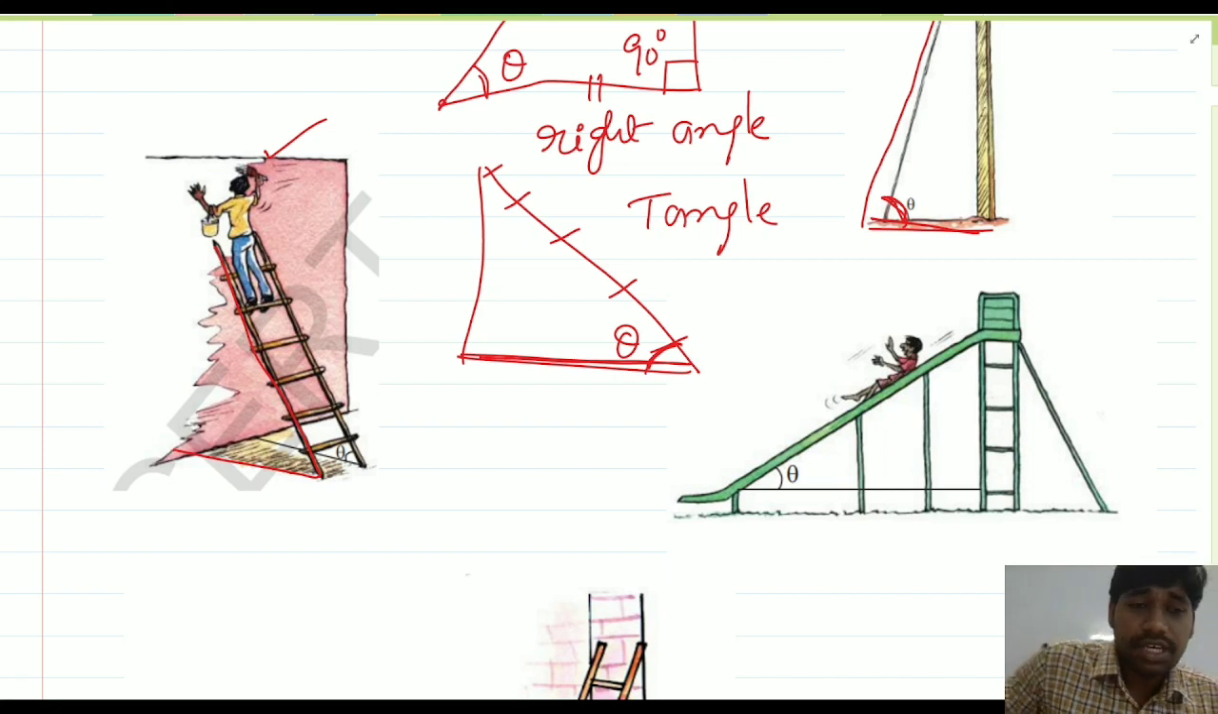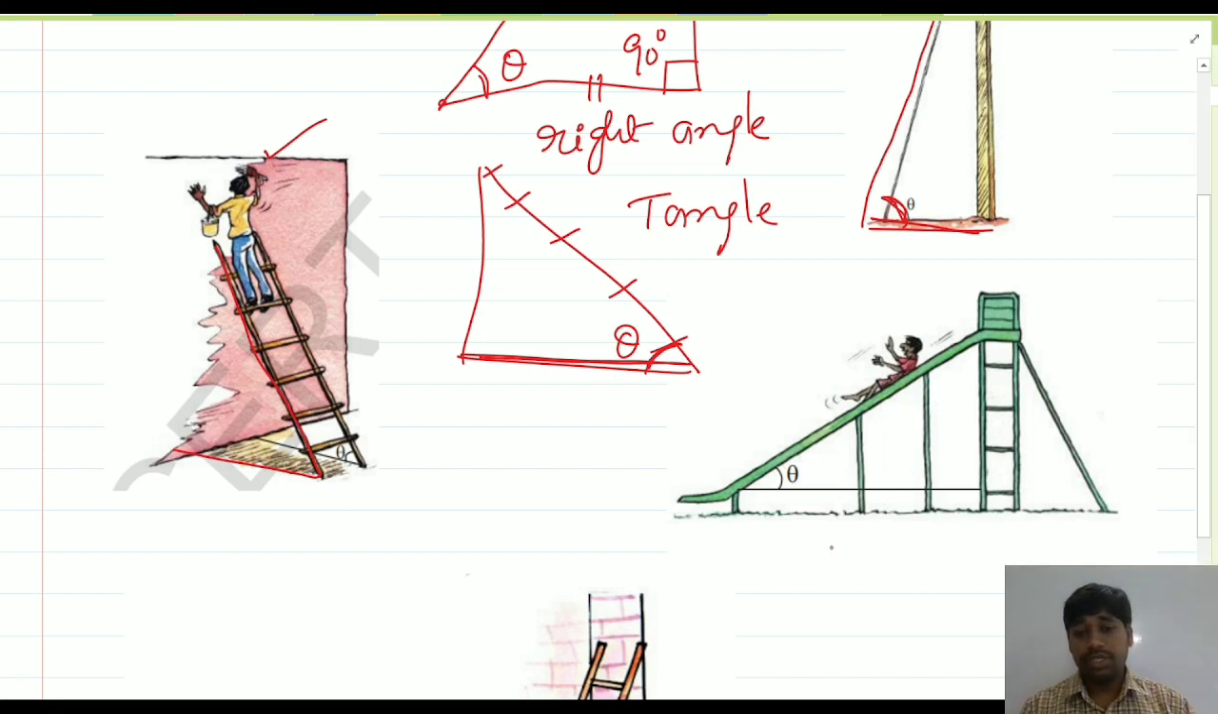Apart from this, there is one more example. You see, there is a boy playing on the slide. So how much length of slide is required? That depends upon its height as well as length, so we can calculate it with the help of Pythagoras theorem.